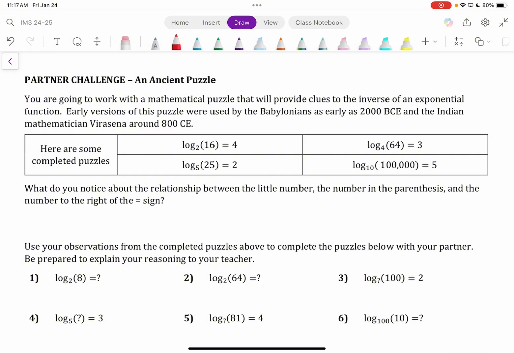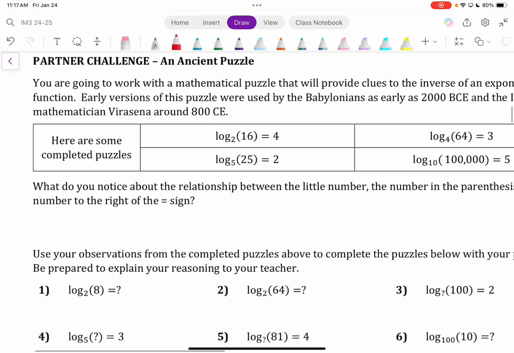All right. So this partner challenge is an ancient puzzle. You are going to work with a mathematical puzzle that will provide clues to the inverse of an exponential function. Early versions of this puzzle were used by the Babylonians as early as 2000 BCE and the Indian mathematician Virasena around 800 CE. In the next 4 minutes, you are only going to focus your attention on this question that I'm highlighting right now.